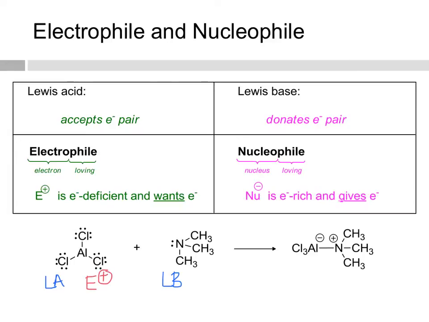And if we look at trimethylamine, we said that it was a Lewis base. It's going to donate electron pairs. Remember that a nucleophile is electron rich and gives electrons. And that describes trimethylamine perfectly. And so trimethylamine is the nucleophile.